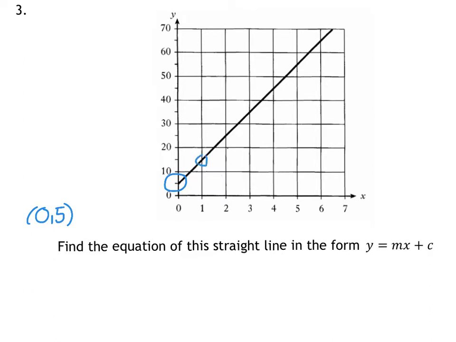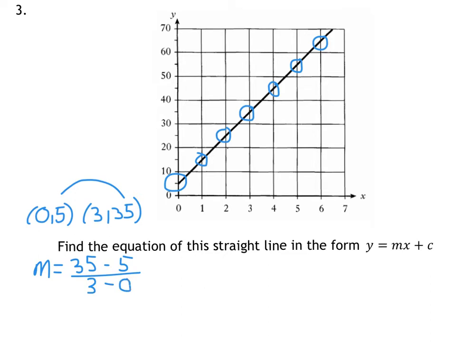So this one could be (1, 15), (2, 25), (3, 35). I could choose any of these coordinates, to be fair, to get my gradient of the line. I'm going to just pick a random one. I'm going to take the (3, 35) one. So gradient is y2 minus y1, so that one, take away that one, is 35 minus 5, all over 3 minus 0, which gives me 30/3, which is just 10. So my gradient is 10.